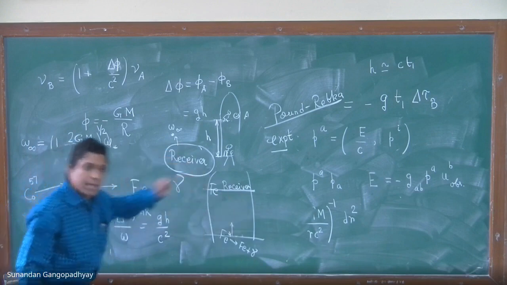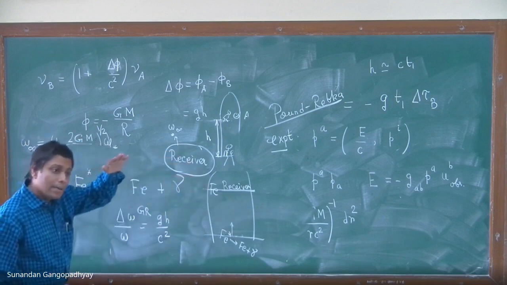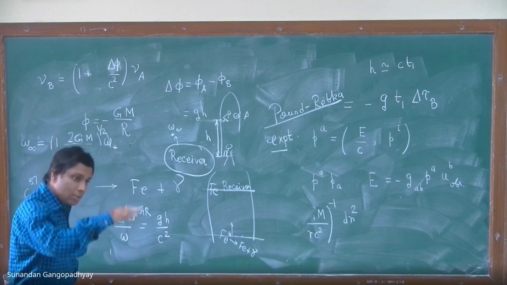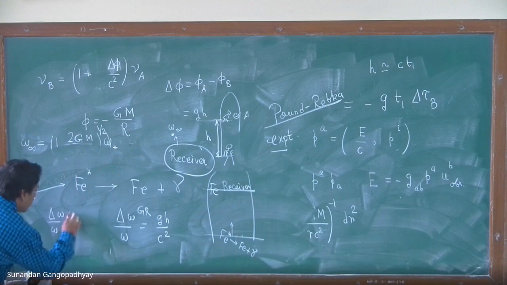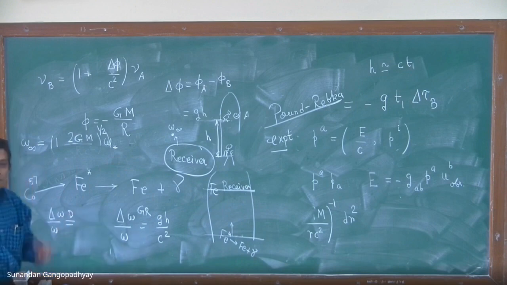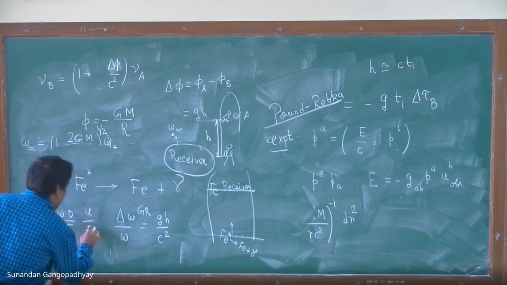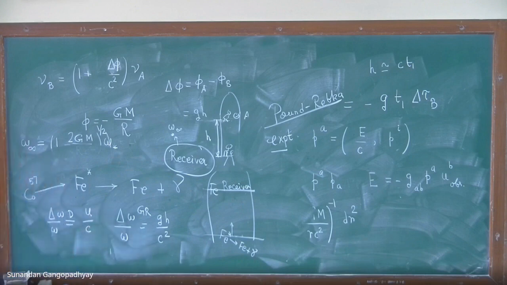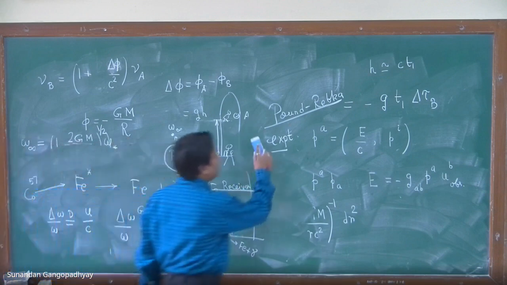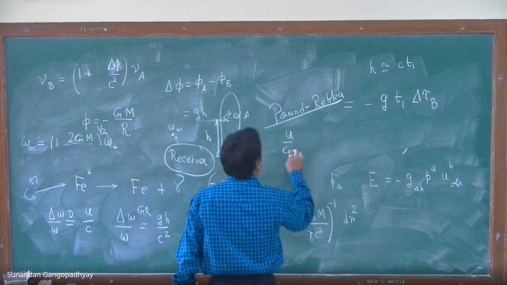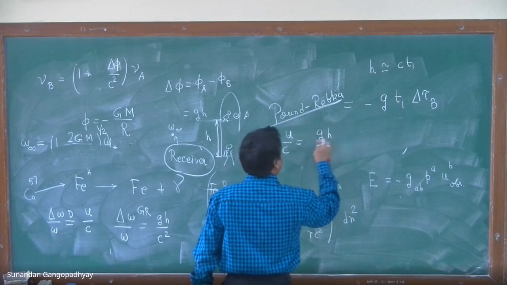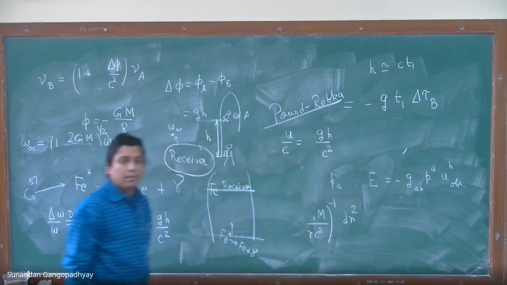Redshift current frequency is omega. And Pound and Rebka gave a blue shift, and that is due to the Doppler effect. So delta omega by omega for Doppler, that will be what? Doppler factor, velocity u by c. Just equate these two. So u by c equals gh by c square.